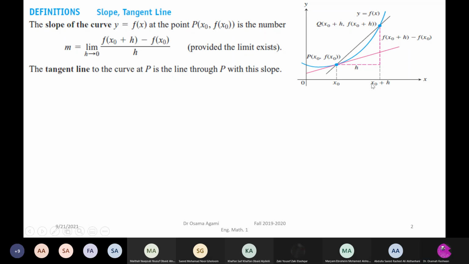So, at this point, there is a red line. It is called the tangent line. This is a tangent line.